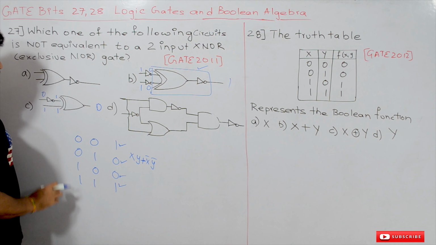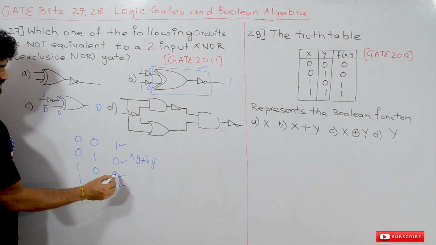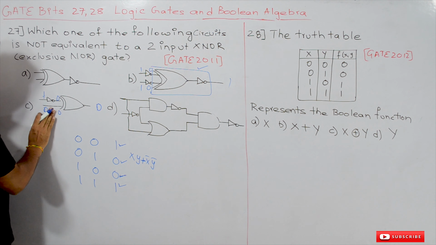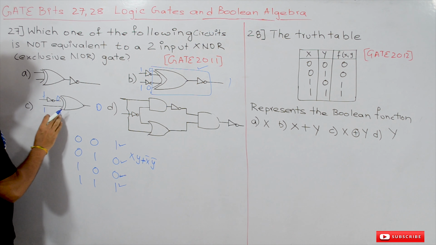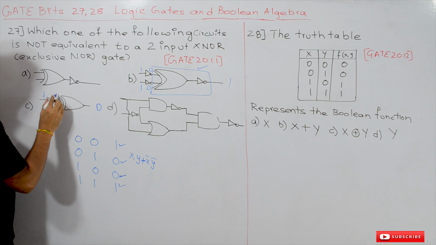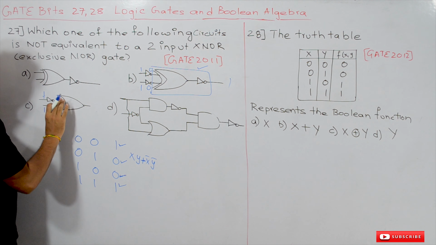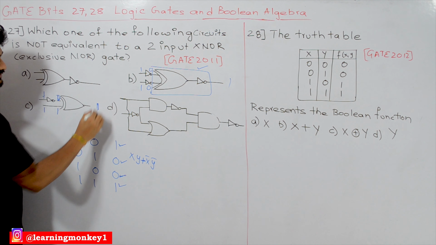For 0 0, the output is going to be 0 for XOR. For 1 0, it is going to produce an output of 0. For example, if you give 1 1, this is going to be 1. This is going to be 0 1. For 0 1, the XOR is going to produce an output of 1.